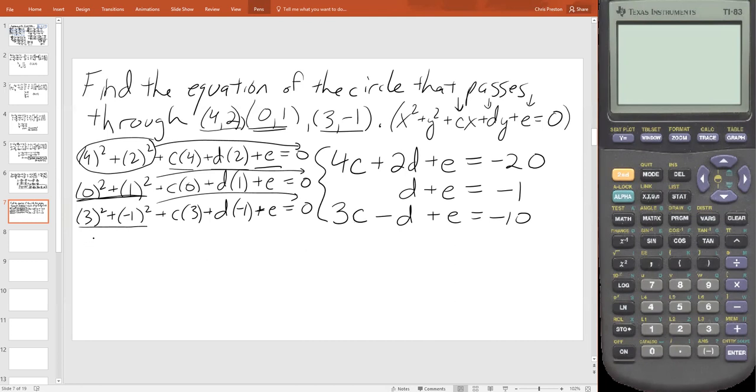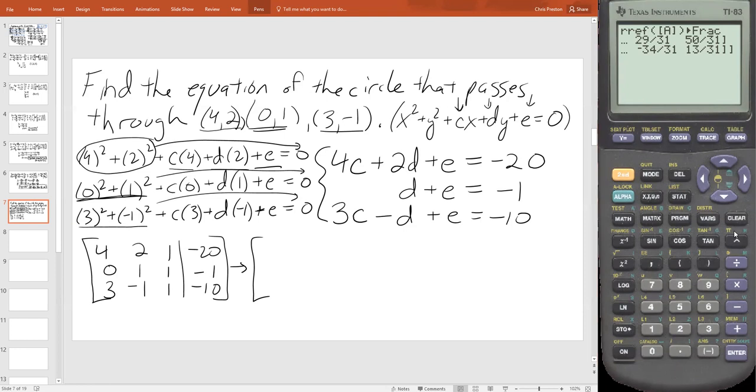So I'm going to change that to a matrix. 4, 0, 3 are my c's. 2, 1, negative 1 are my d's. 1e, 1e, and 1e, so all my e's have a coefficient of 1. And then that's going to equal negative 20, negative 1, negative 10. Okay? We're going to put that in our calculator just like we have been.